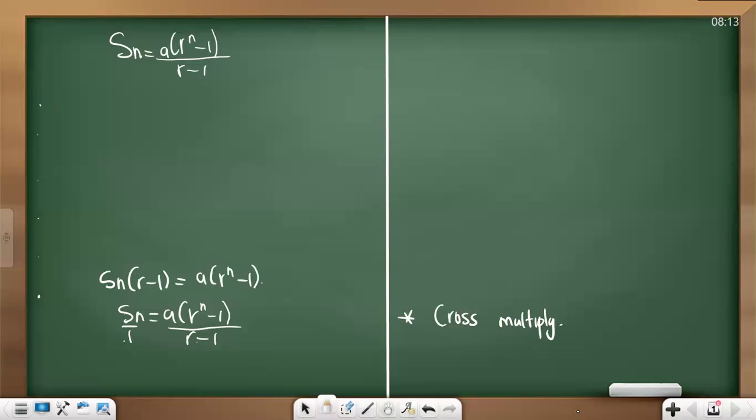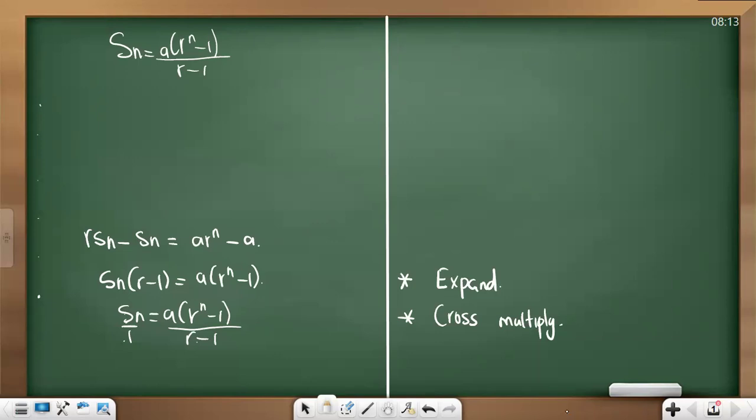The second step, my dear child, expand. I'm going to remove the brackets, that is what it means to multiply out. I'm going to have rSn minus Sn. That will give me ar to the power n minus a. I hope it makes sense.